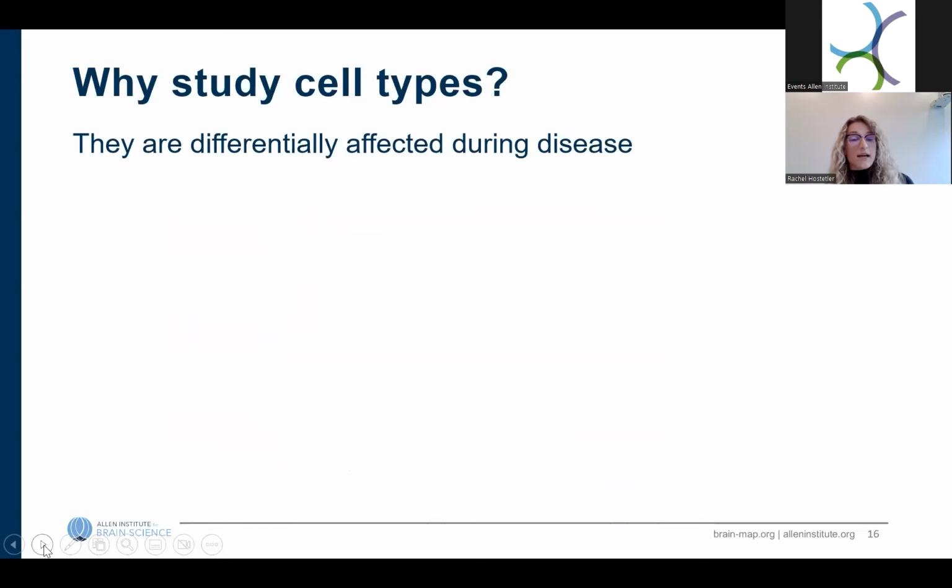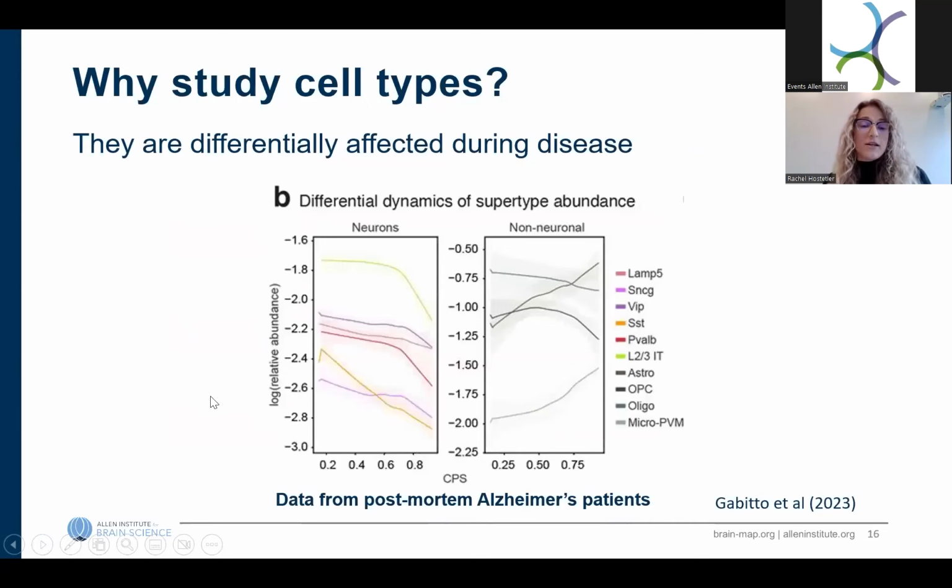We also know that cell types are differentially affected during disease. So in this figure here, we're looking at differences in neuronal and non-neuronal cells taken from progression of Alzheimer's disease. And this is data coming from postmortem tissue from patients who were diagnosed with Alzheimer's. And down at the bottom, we have a pseudo-progression score. And so as we can see in our neuronal population, all of our cells were declining throughout the progression of Alzheimer's, but they were declining at very different rates.